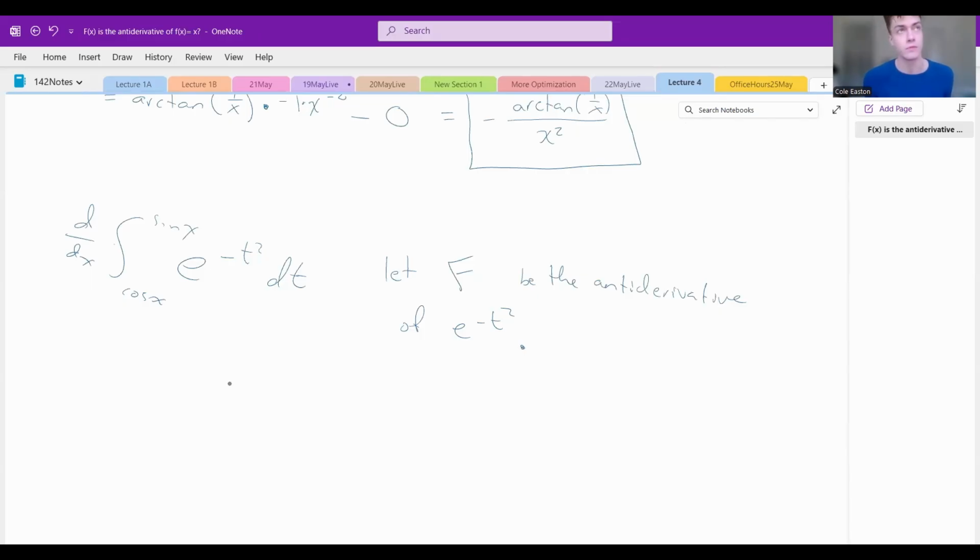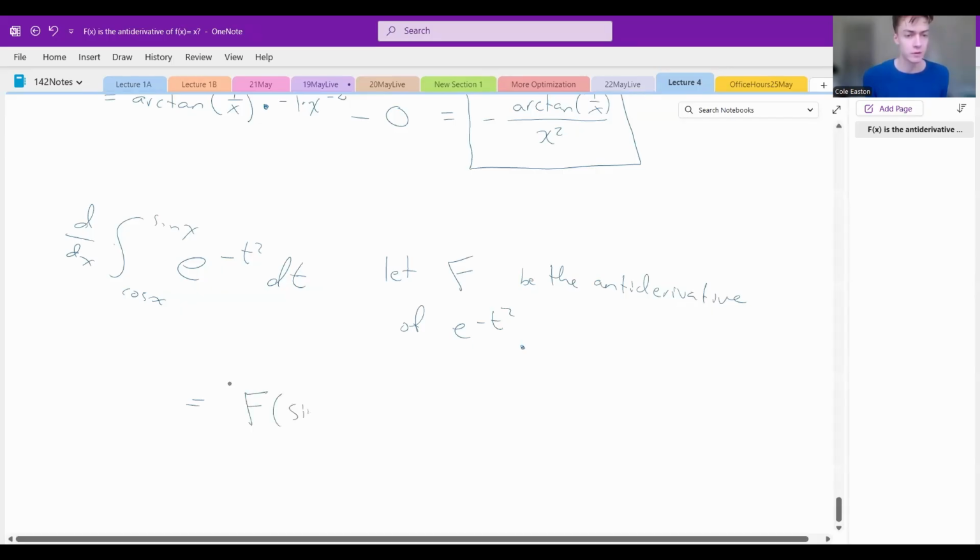And this is one of these functions that you will not be able to come up with the antiderivative, because there's no elementary function, which means a function that you can write out of these pieces that we've learned that will actually give you e to the negative t squared as a derivative. So this is the only way we can do this, actually. And so what's this going to be? Well, we're going to take that antiderivative, we're going to evaluate it at our limits. So big F of sine of x minus big F of cosine of x. And we still have a derivative out in front.